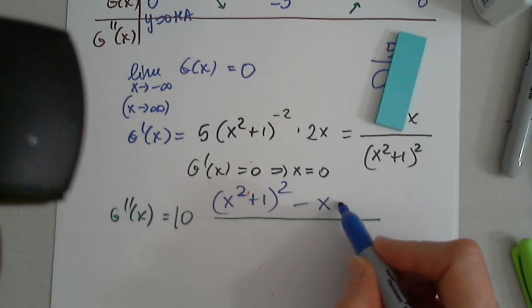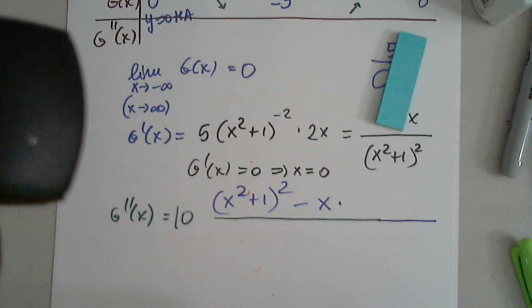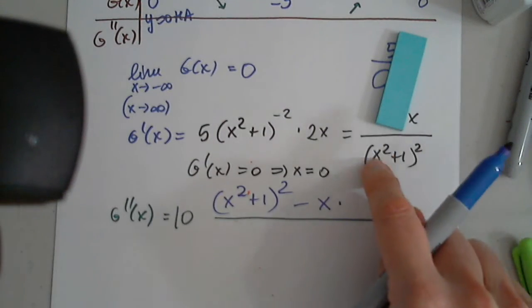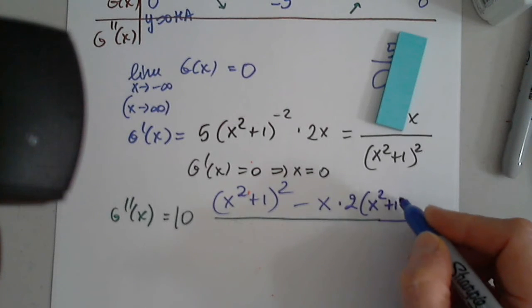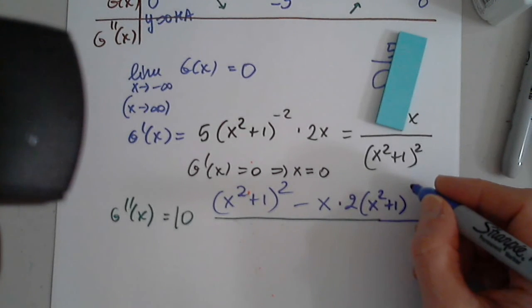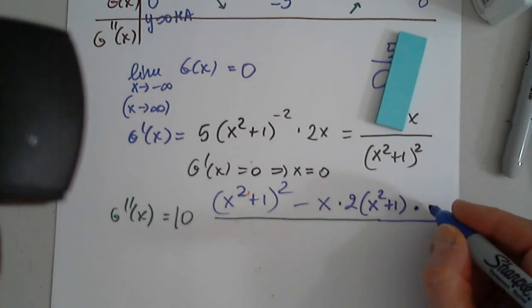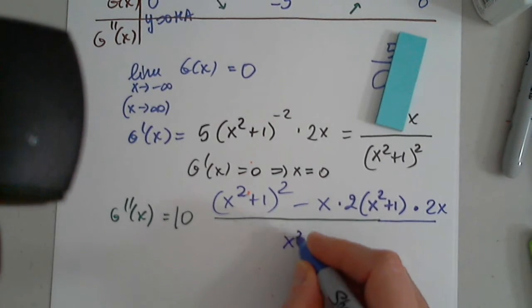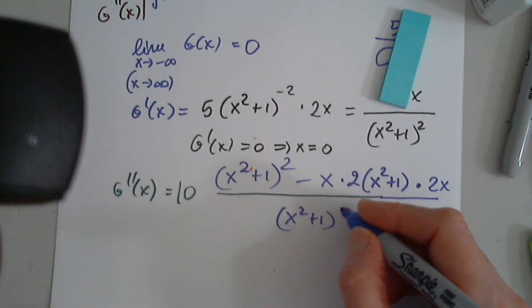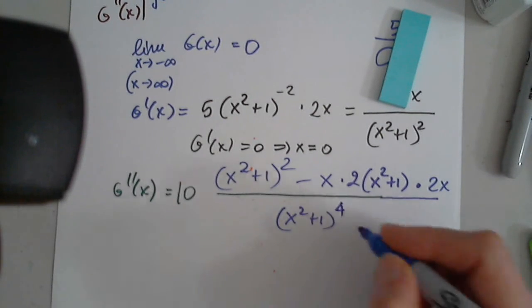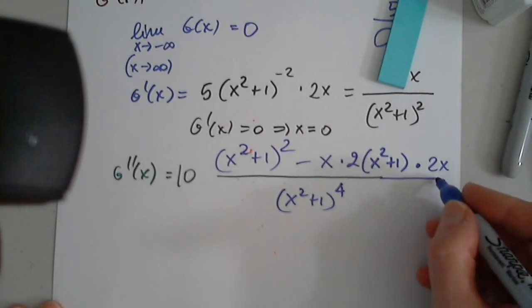Minus x times 2x. I have this 2, yes. 2 times x squared plus 1 times 2x. Awesome. Over x squared plus 1 to which power? The fourth. Excellent. What will we do next? Crucial.